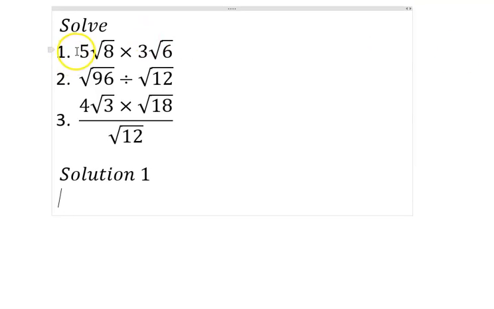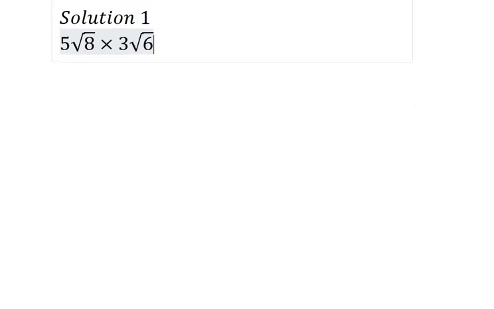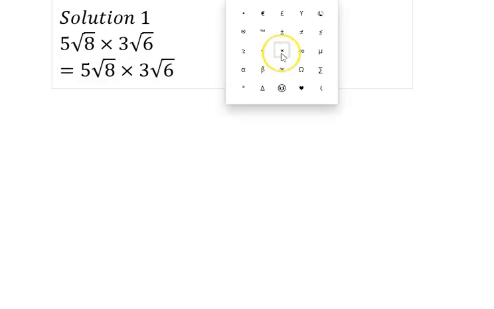For question number 1, we say solution number 1. This is the question: 5 root 8 multiplied by 3 root 6. If you were able to remember some of those rules, you can apply rule number 1 here. Just bring the numbers together and multiply them, because it's multiplication.